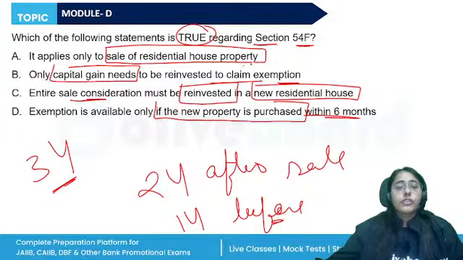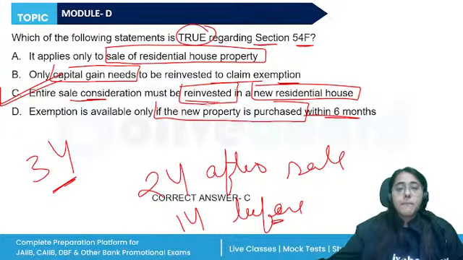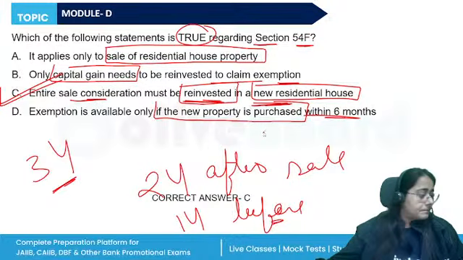All right. So which statement is true? The entire sale consideration must be reinvested. Okay, must be reinvested.